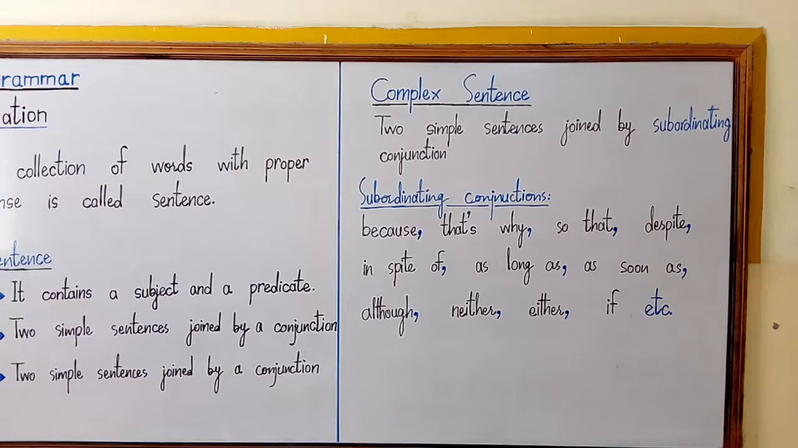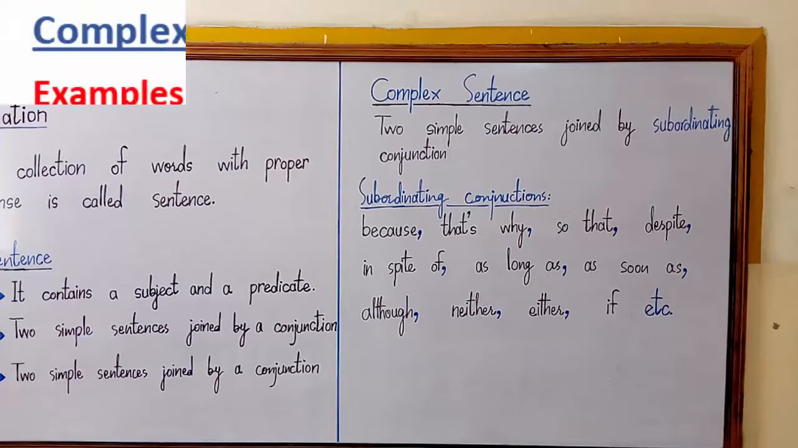Number 1, because, that's why, so that, despite, in spite of, as long as, as soon as, although, neither, either, if, etc. There are some more subordinating conjunctions in the English language. I have given you a few of them. Let's take a look at the examples of complex sentences.